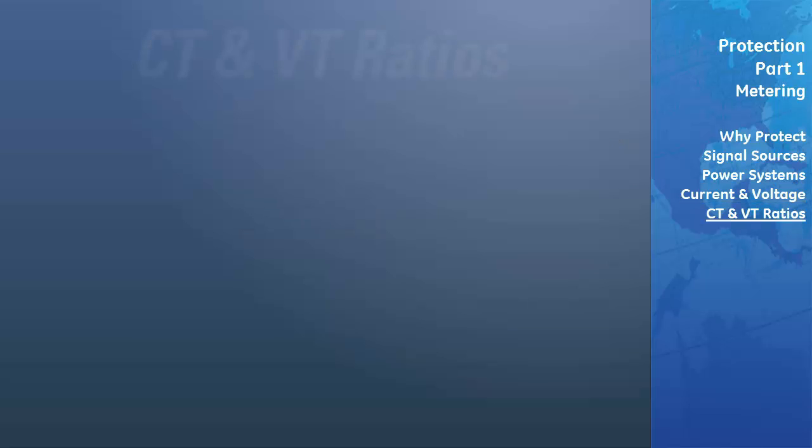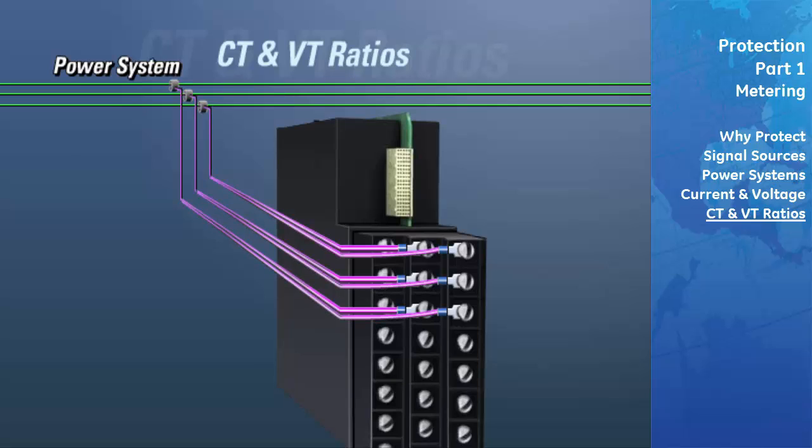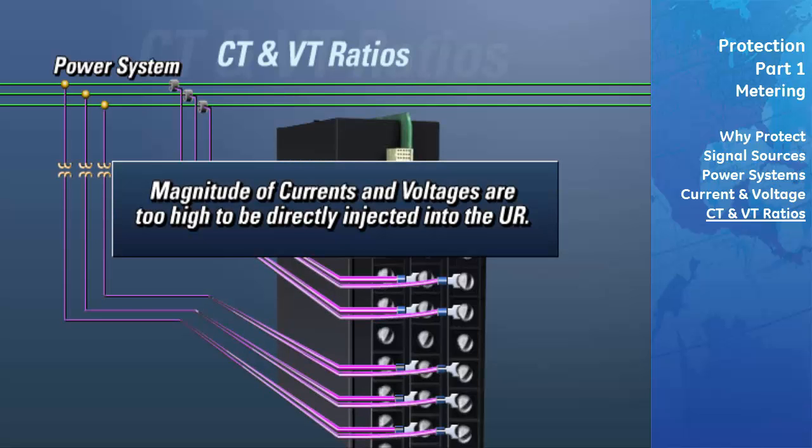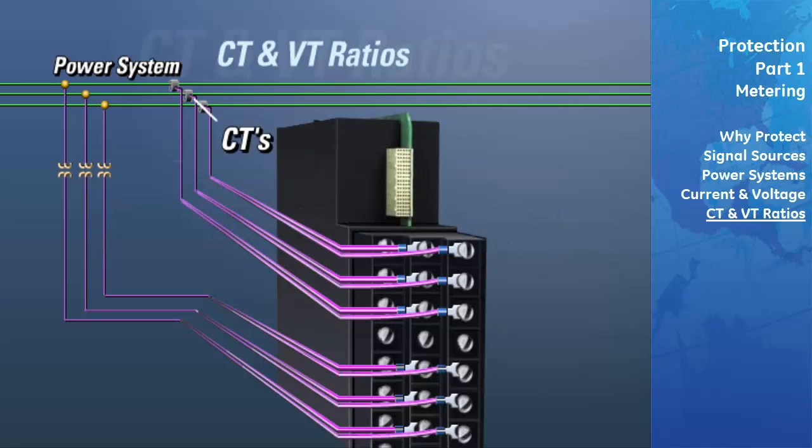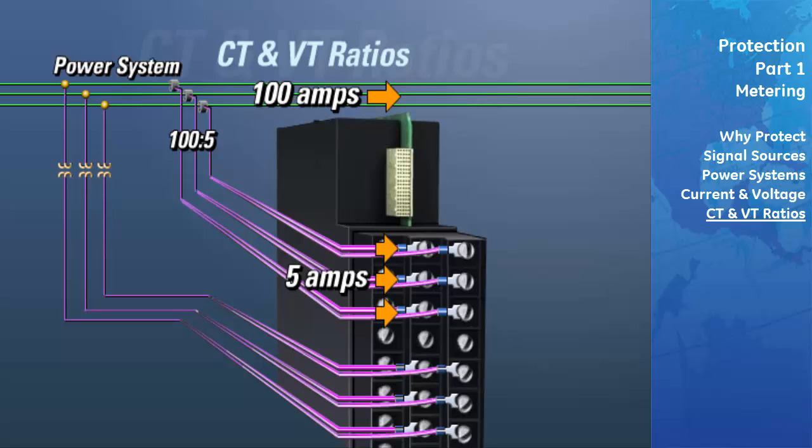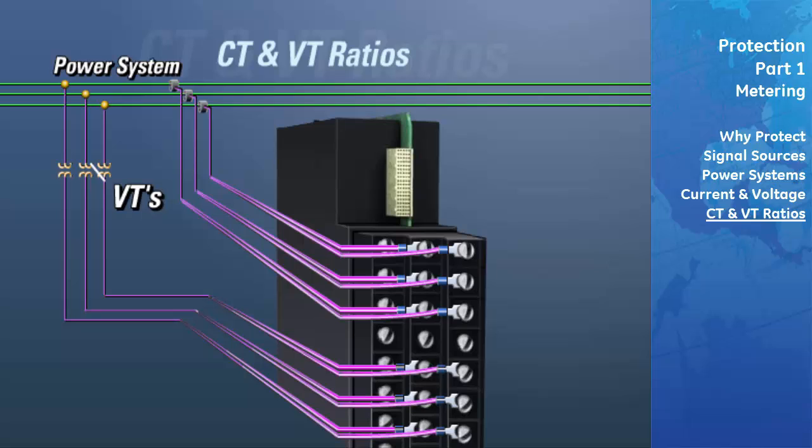Since the magnitude of currents and voltages from the power system are much too high to be injected directly into the UR, these inputs are scaled down through current transformers, CTs, and voltage transformers, VTs. In our example, we are using a 100:5 ratio CT. This means that when 100 amps are passed through the CT, 5 amps will be injected into the relay. The VTs that we are using have a 1200 to 120 volt ratio, which means when 1200 volts is seen on the line, 120 volts will be applied to the relay.